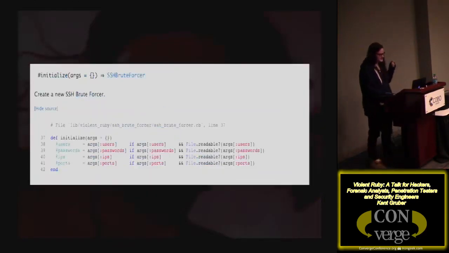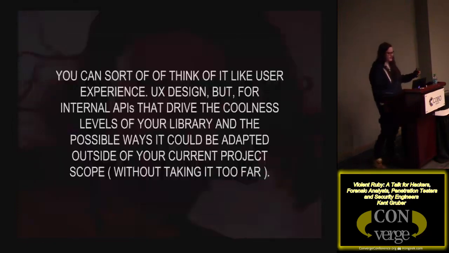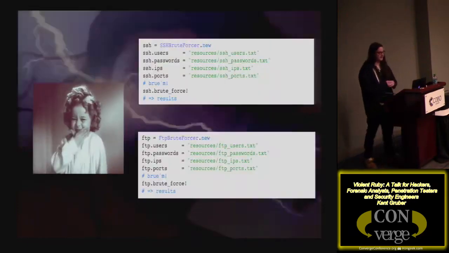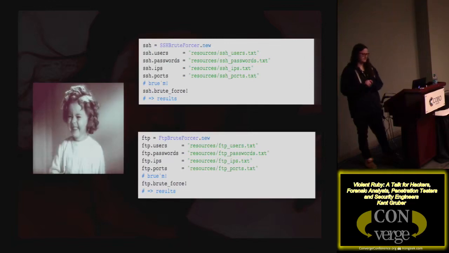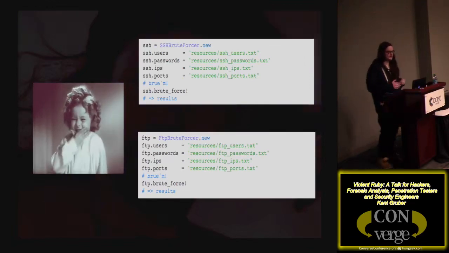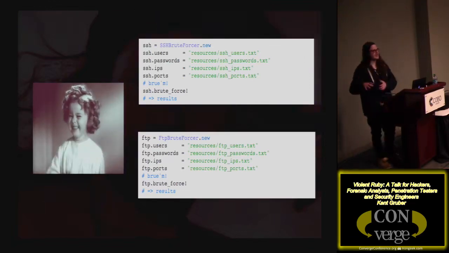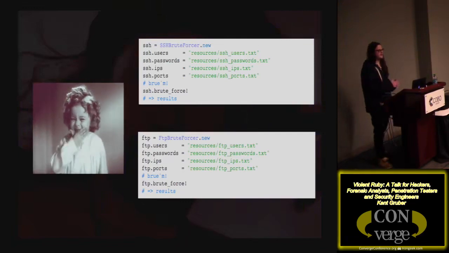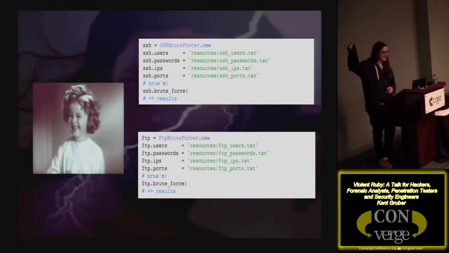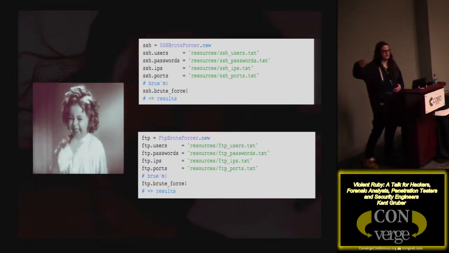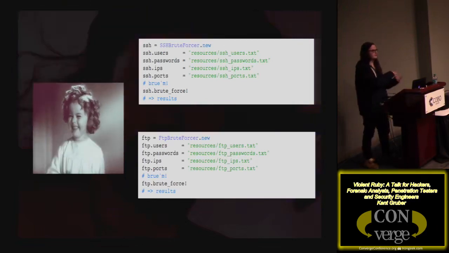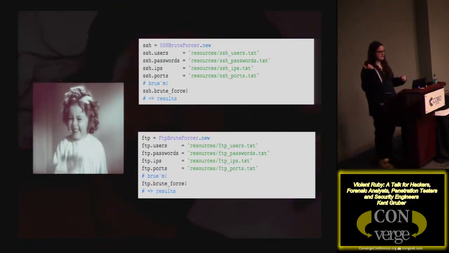Basically, really fast without having to go through how I wrote the code. At the end of the day, not putting it crudely, I can create libraries in Ruby that are very friendly. Let's say I had the SSH bruteforcer.new, and it exists. You can go download that. It's basically gem install violent Ruby, and then you'll be able to use this.